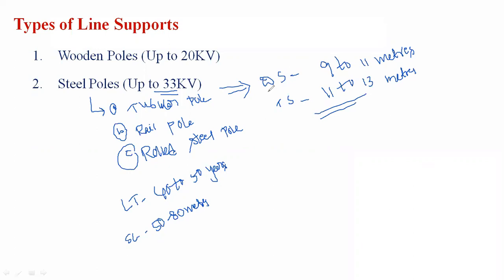Here, for the distribution side, the steel pole height is 9 to 11 meters. We can use a 3-phase 4-wire system or a 3-phase 3-wire system. For the transmission side, 11 kV and then 33 kV, the height of the pole is 11 to 13 meters.